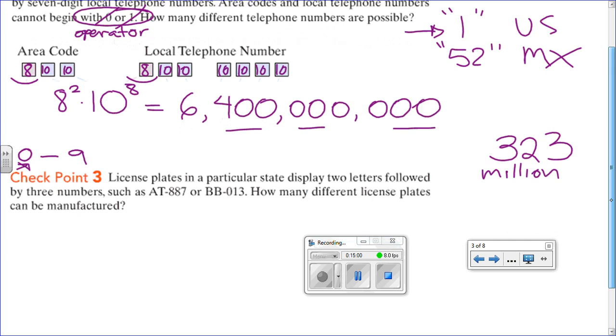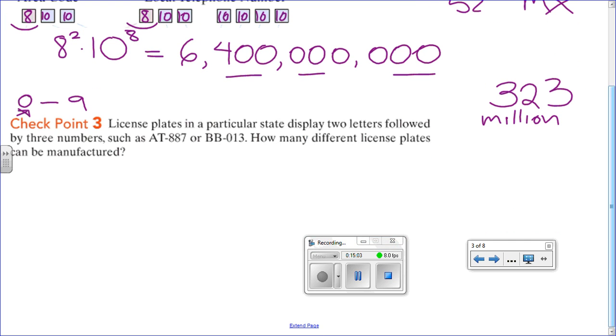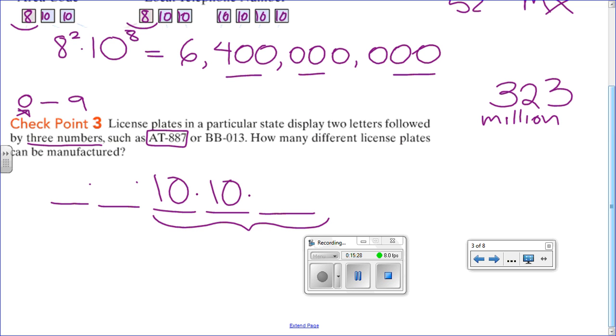Okay, so let's see this license plate, which could also become an issue, right, if we run out of numbers. So license plates in this particular state, they have 3 numbers and 2 letters. So how many different license plates could be manufactured? For the 3 numbers, how many options do we have? 10 times 10 times 10. But here we're not being restricted, right? We can have a 0, we can have a 1, we can have a 9. And then letters, isn't it 26? Okay, so let's multiply that, guys. 26 squared times 10 to the third.